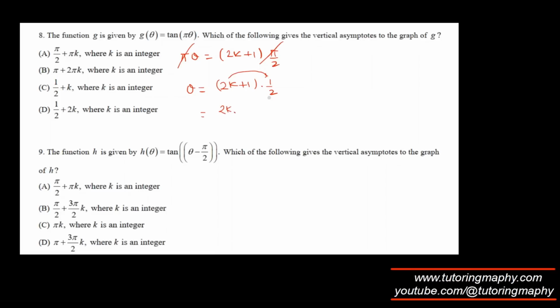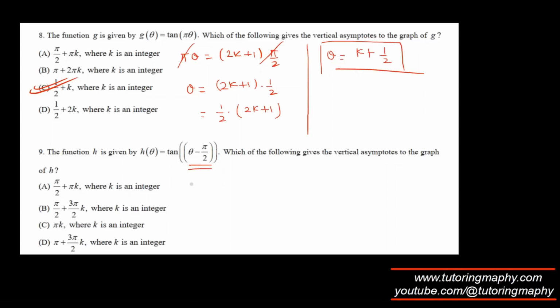So 2k times, or if you want to understand it like this, I can write 1/2 in the front, and now you can distribute the 1/2. So that 1/2 times 2k is just k, and 1/2 times 1 is 1/2. So it is k + 1/2, which is option C. Everything is C. Okay, that's this one.